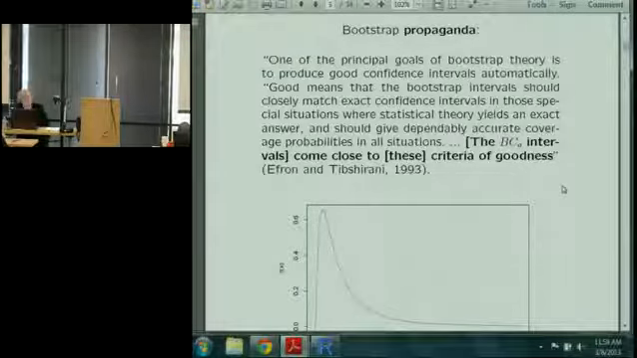One of the principal goals of bootstrap theory is to produce good confidence intervals automatically. Good means that the bootstrap intervals should closely match exact confidence intervals in those special situations where statistical theory yields an exact answer, and should give dependably accurate coverage probabilities in all situations. The BCA intervals come close to these criteria of goodness. That's right out of their book. They're basically saying, you give me any problem you want, and the BCA method is going to give you good intervals. Well, that's saying too much, it turns out, and now I'll show you an example.